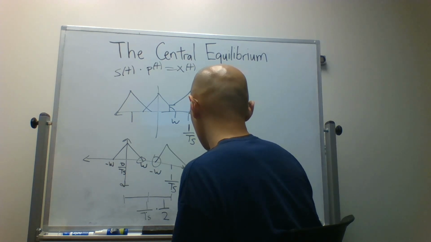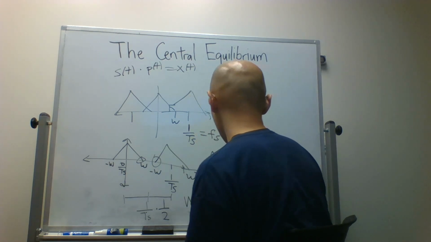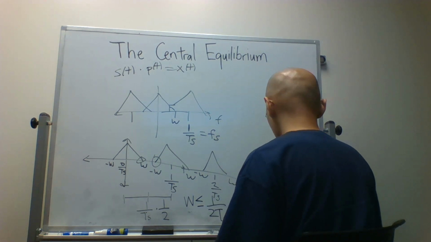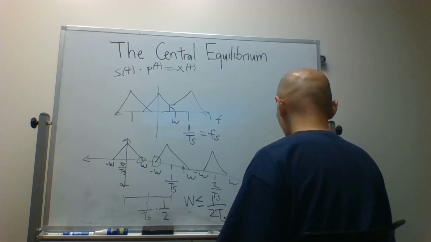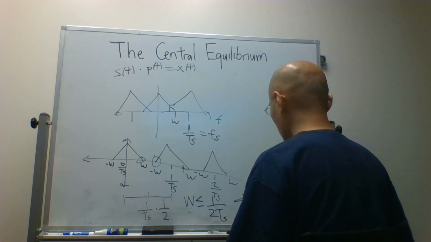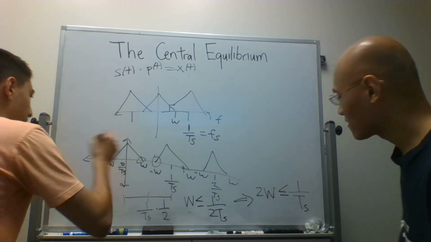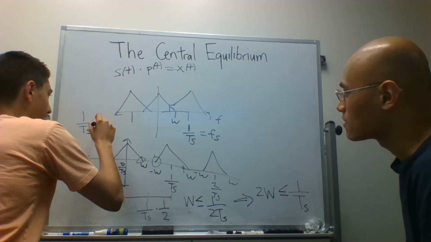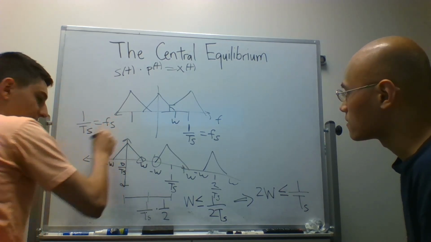So write that in terms of t sub s. We want it as a function of 1 over t sub s, so then 2w must be less than 1 over t sub s. Very good. So that is the condition. And 1 over t sub s is equal to f sub s, which is the sampling frequency.